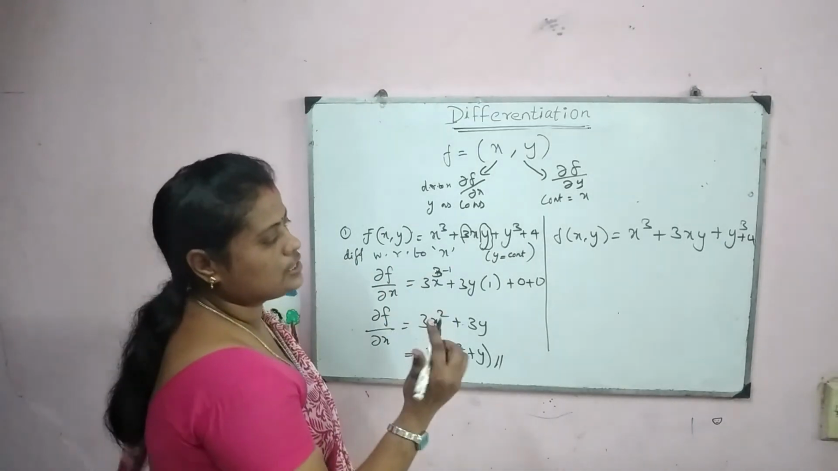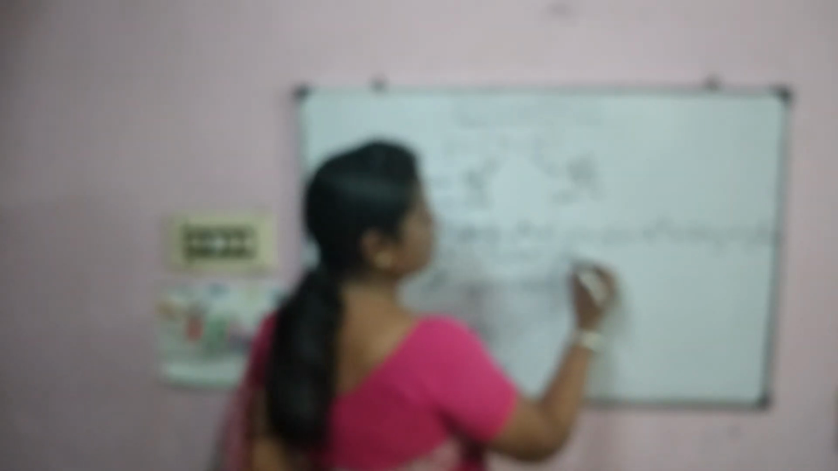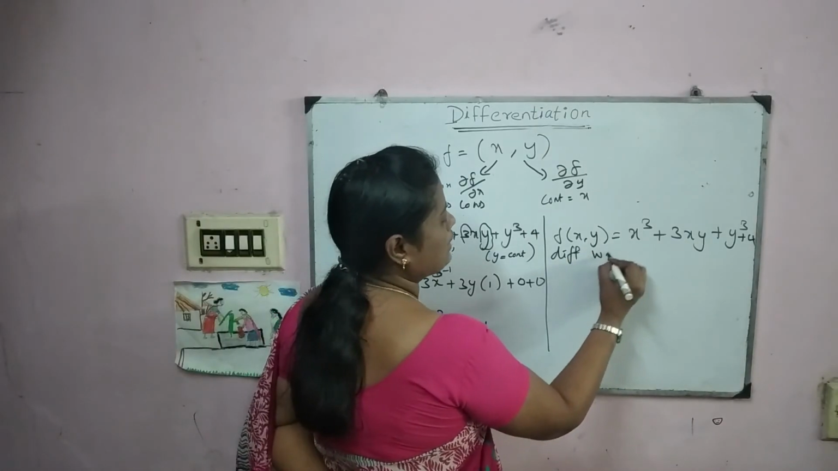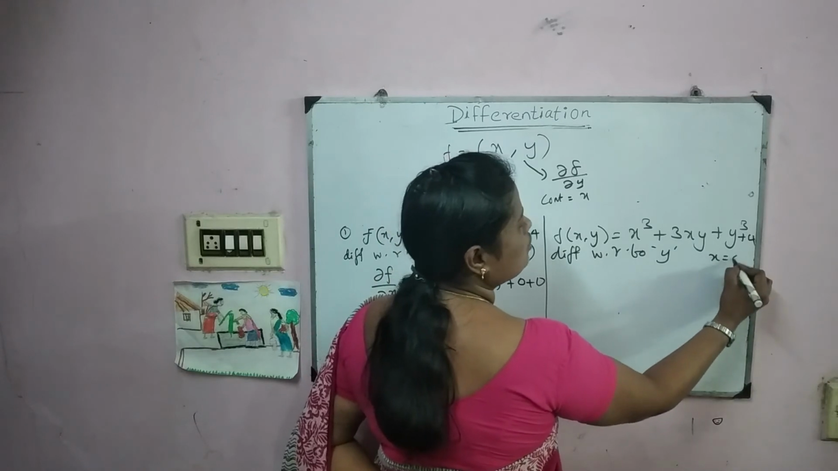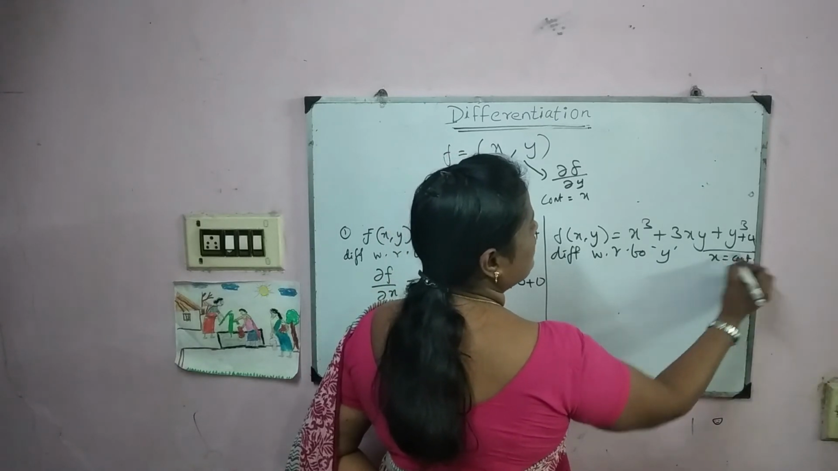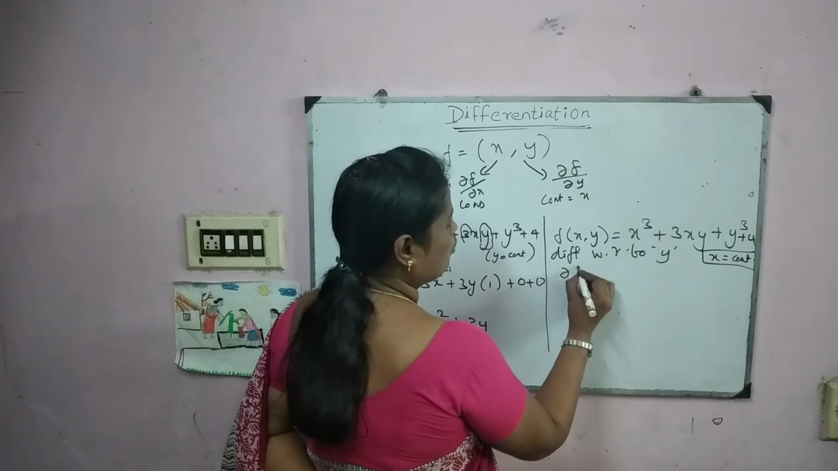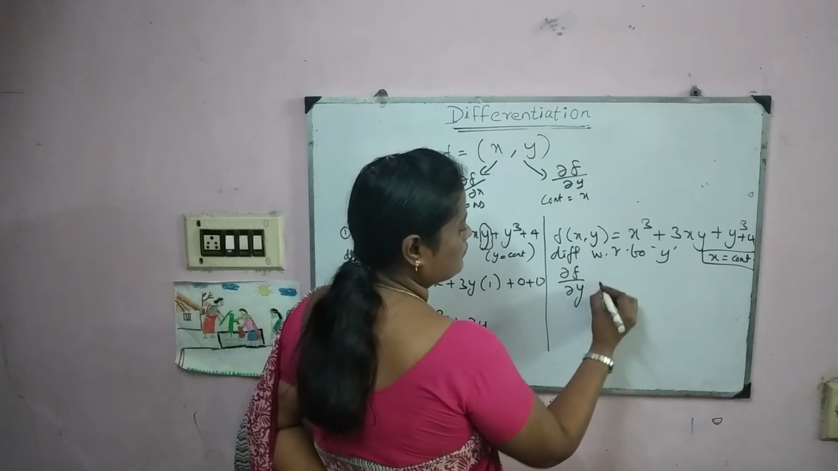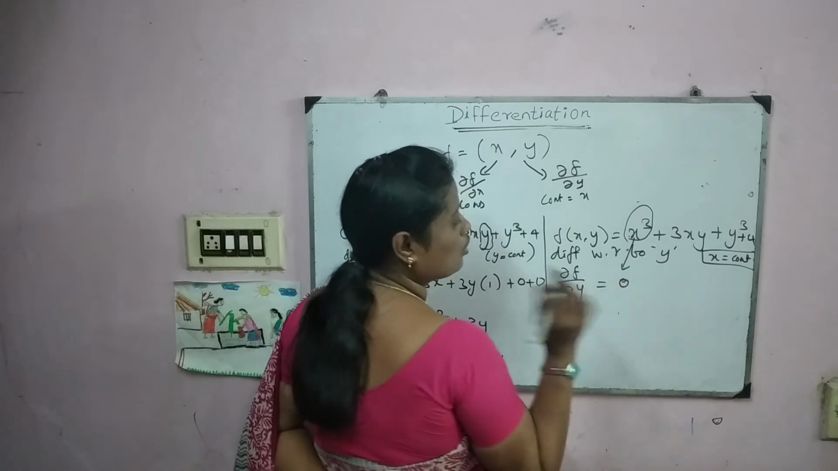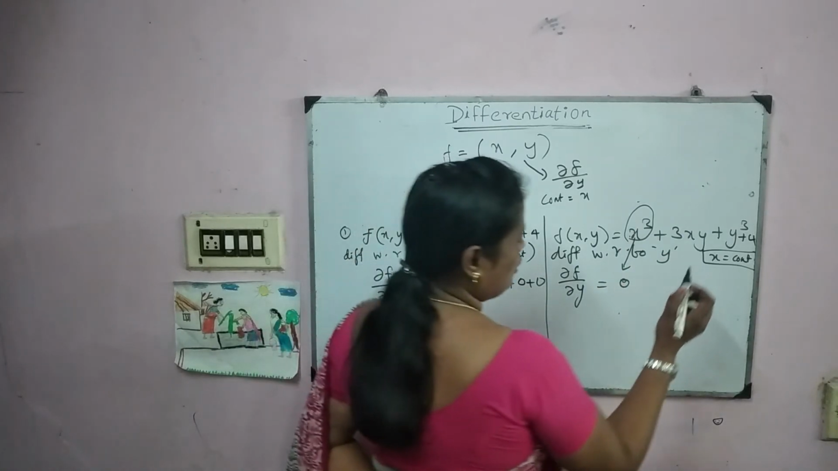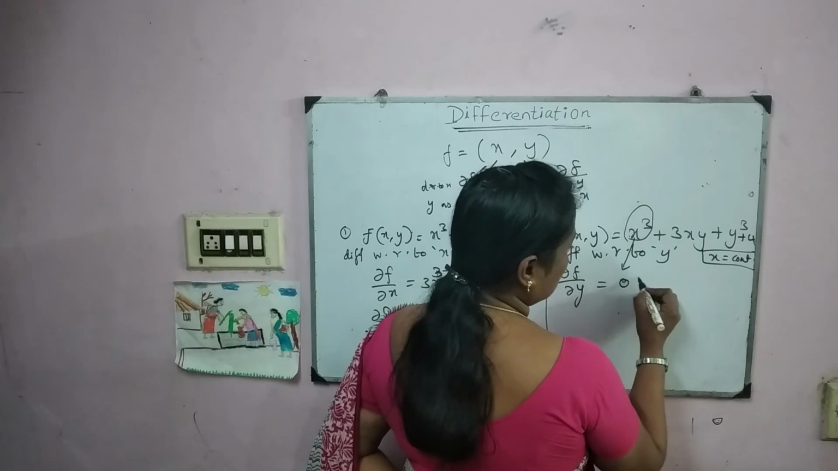Similarly, we can see dou f by dou y. That means differentiating with respect to y, so you have to consider x as a constant. So for dou f by dou y, x cube is a constant, so directly the answer is 0. Constant differentiation is always 0.